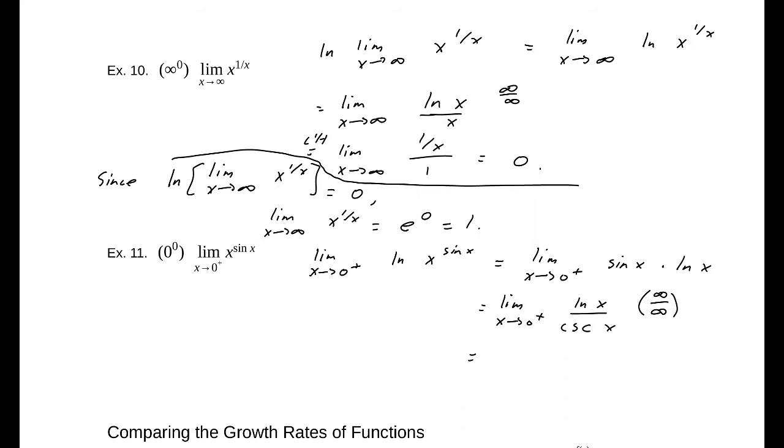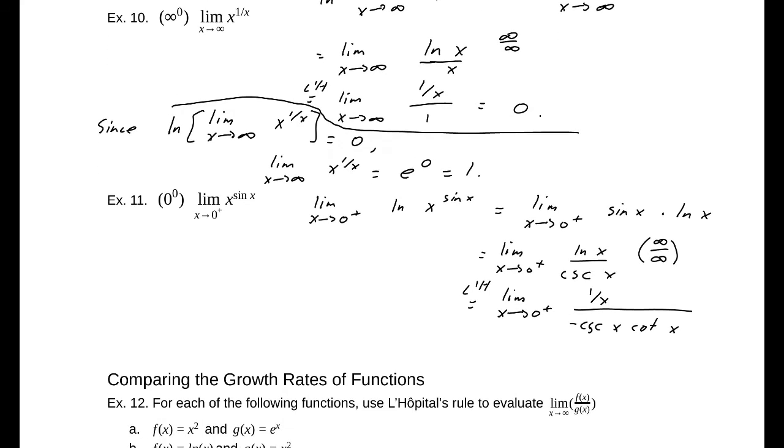Applying L'Hopital's rule here, that is the limit as x approaches 0 from the right of 1 over x over negative cosecant x cotangent x. Let's go ahead and rearrange that, to put the x in the denominator and flip the rest of this. So we'll have a negative sine x tan x. Actually, I'm just going to leave it written like that, because we know that as we approach 0, this expression goes to 1 and this goes to 0. So the limit of the natural log of our original problem is 0.